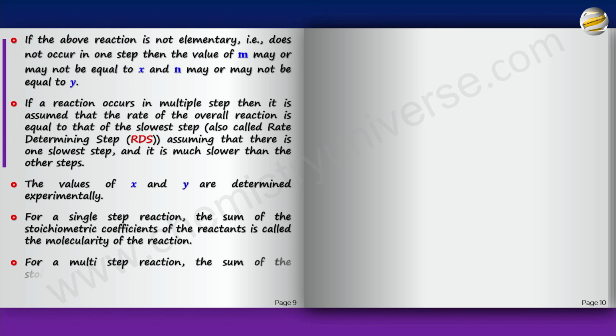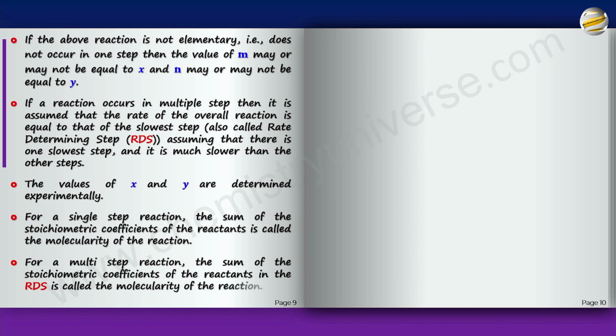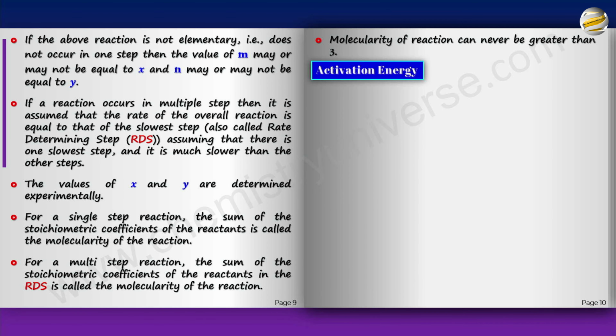And for a multi-step reaction, the sum of the stoichiometric coefficients of the reactants in the RDS is called the molecularity of the reaction. And for a single step, that itself is the molecularity. And remember, the molecularity can never be greater than 3, it cannot exceed 3. Now let's understand the concept of activation energy.